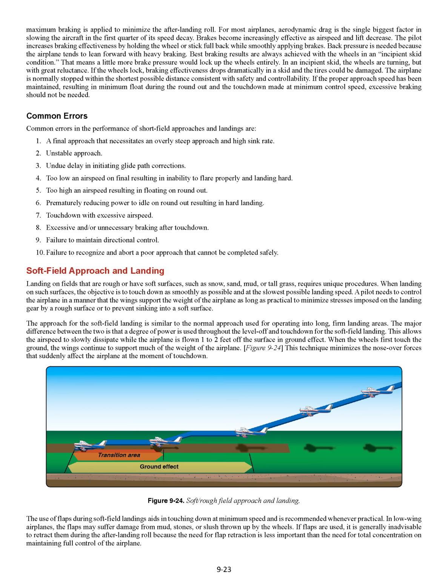Common errors. Common errors in the performance of short field approaches and landings are: 1. A final approach that necessitates an overly steep approach and high sink rate. 2. Unstable approach. 3. Undue delay in initiating glide path corrections. 4. Too low an airspeed on final resulting in inability to flare properly and landing hard. 5. Too high an airspeed resulting in floating on roundout. 6. Prematurely reducing power to idle on roundout resulting in hard landing.